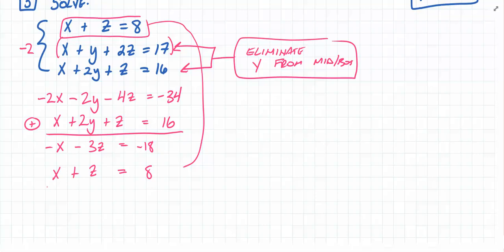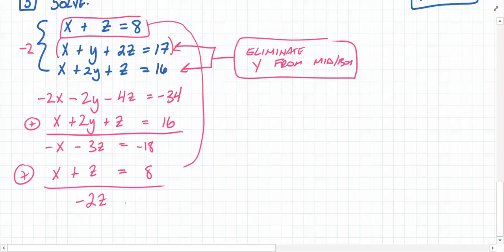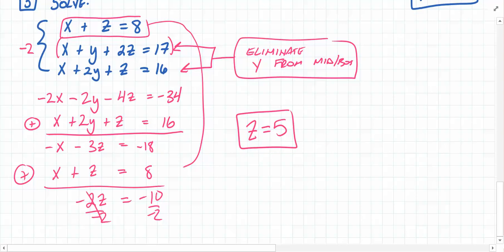Yeah. Okay, great. So now I'm going to keep adding up. So the x's go away, so I'm getting negative 2z is worth a negative 10. So dividing out by negative 2, I can see that now z is worth 5. Nice. Okay, if z is worth 5, I can start to back substitute, can't I? So check it out. I know that x plus 5 has to be 8, so x has to be 3.